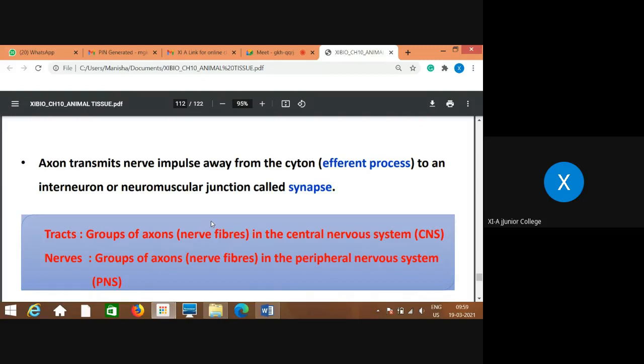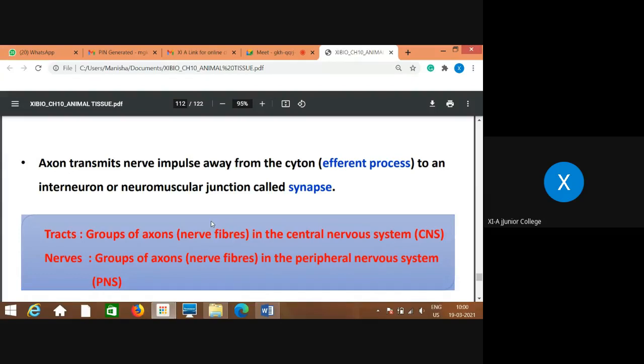So neurotransmitters, these are called. So neuromuscular junctions, these are called. These are the junctions where the impulse is transmitted through this pairing or the synapse, through this junction. So this is very important.